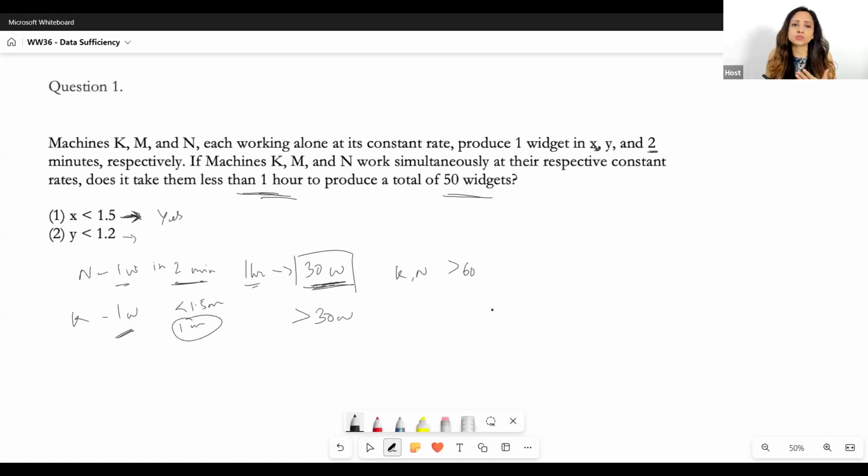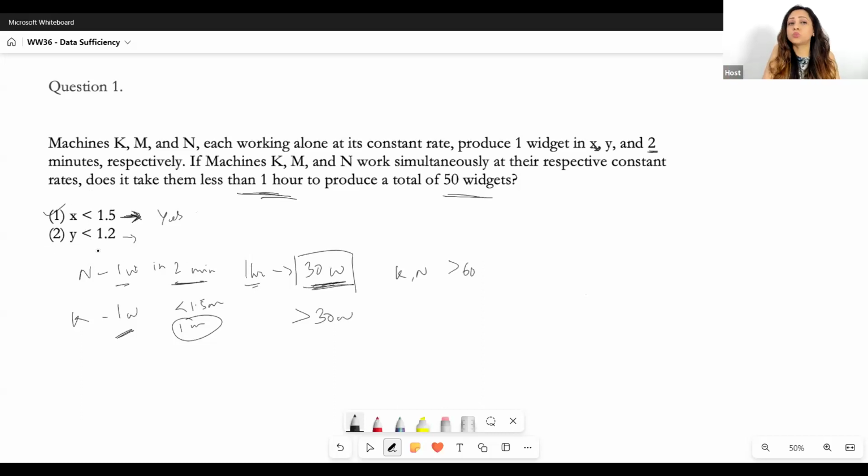Do I need to do any calculations over here? No, absolutely not. I don't have to assume values. I don't have to think of anything. The only thing I have to think of over here is that, hey, my x is less than 1.5, which means that K is taking less time than N to produce every widget. So K is faster. Then in an hour, it is producing more than 30. So then automatically, the total number of widgets will be more than 60, right? So then this alone is sufficient.